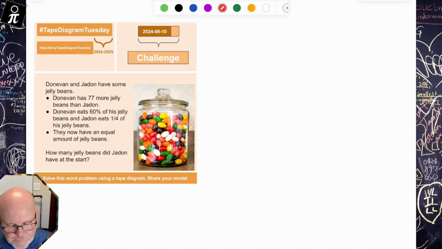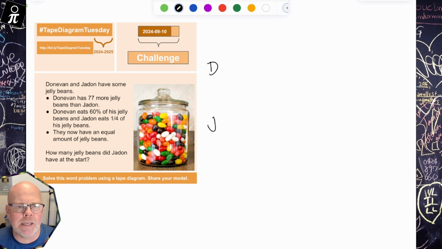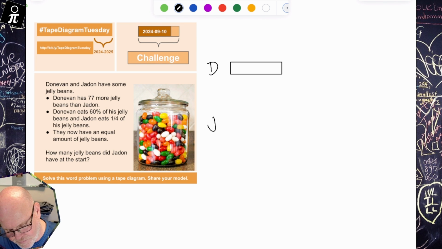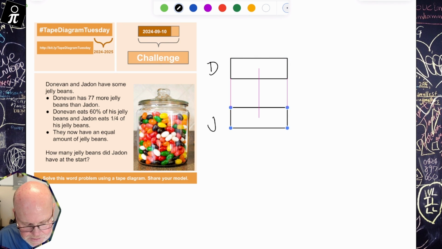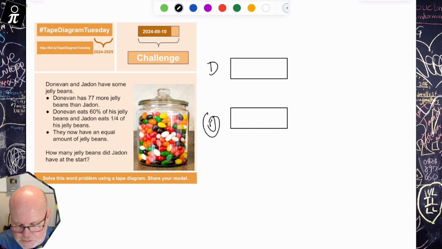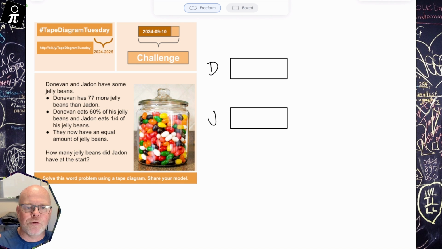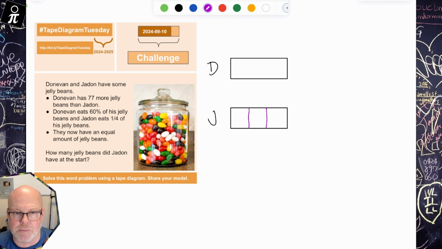Okay, that's the key. So first off, we have two characters, Donovan and Jaden. And it says at some point they have eaten enough jelly beans so that they each have the exact same amount of jelly beans. All right, so Jaden has eaten 1/4 of his jelly beans. So we are currently looking at 3/4 of Jaden's jelly beans.